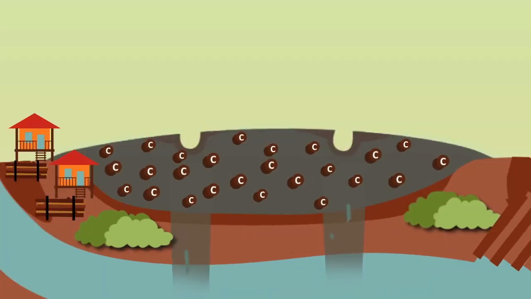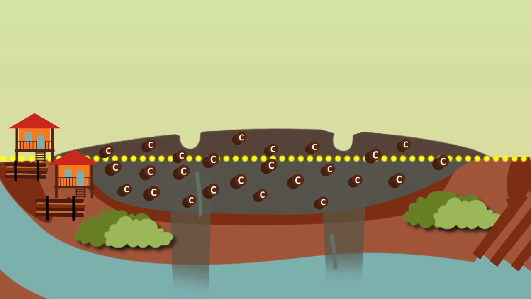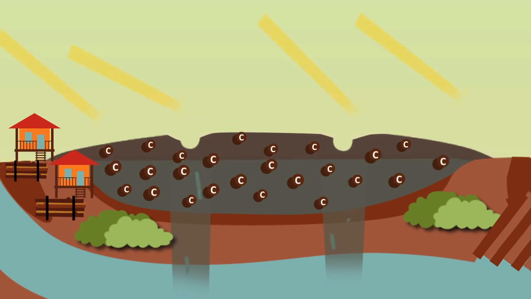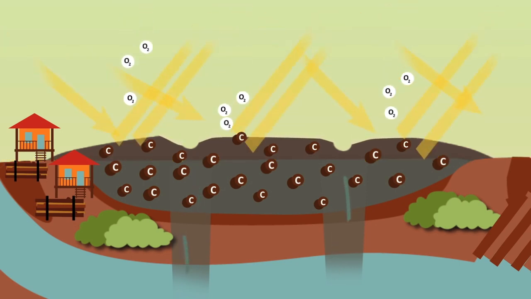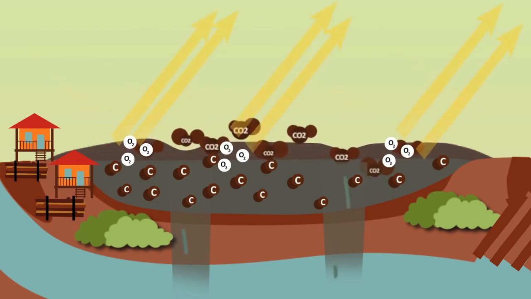Sustained drainage causes the water table to go down. As a direct result, the peat dome starts to subside. The added elements of sunlight and oxygen cause the release of carbon dioxide.